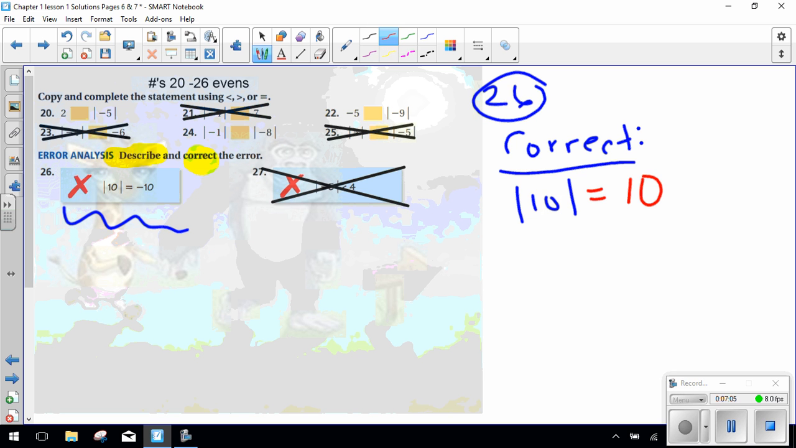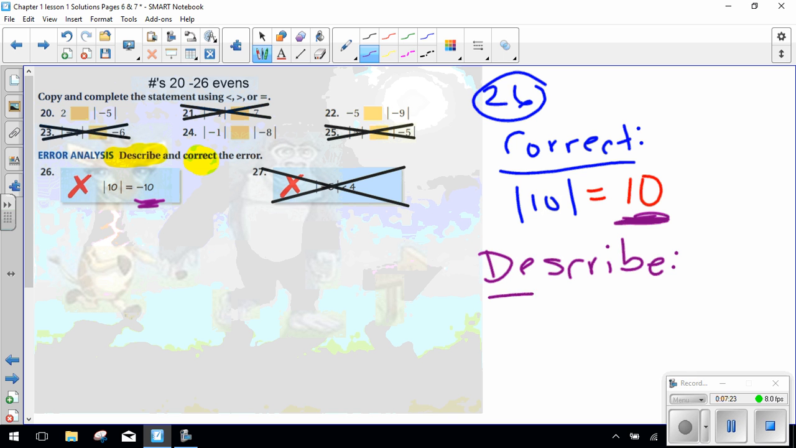So what you will do now is take a look at your solution 10 and their solution of negative 10. So what do you think we're going to write in the describe part? And if you have something different here and you think your description is also accurate, just come check in with me and we'll work on it.